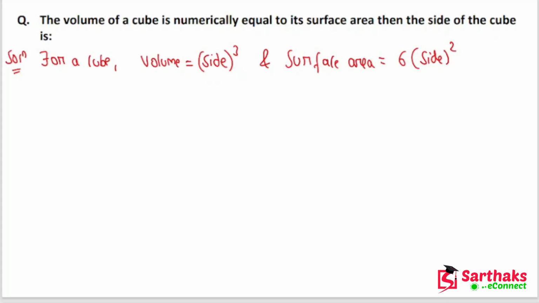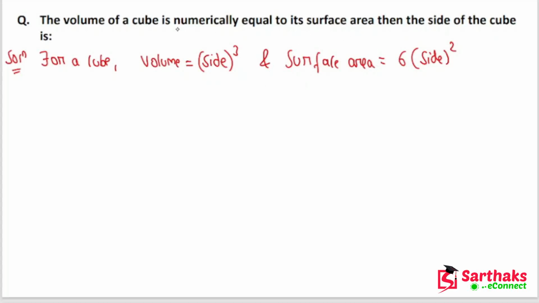So volume is length into breadth into height, but length, breadth and height are all equal to the side length, so it is side cube. Similarly, surface area is 6 into the area of one surface, because there are 6 surfaces in a cube. For reference, if you have solved a Rubik's cube, it is an example of a perfect cube, right? You can see it has 6 faces, and every face has area a square, so it would be 6a square.